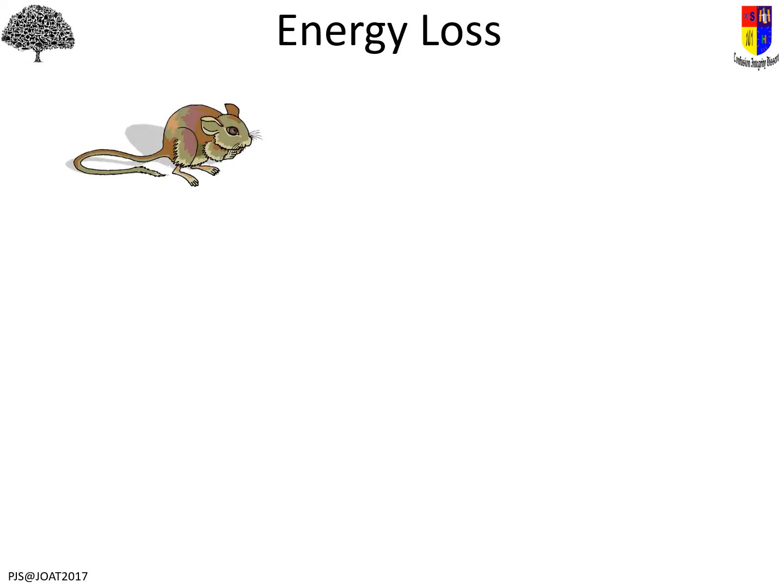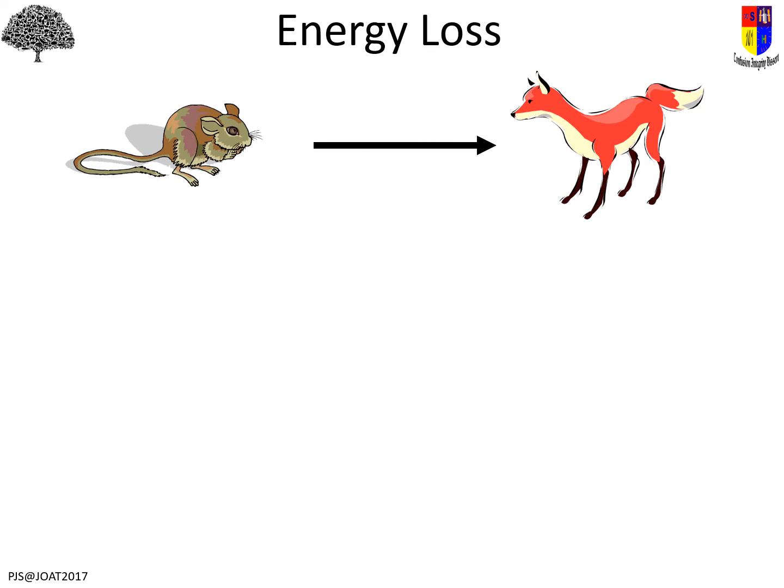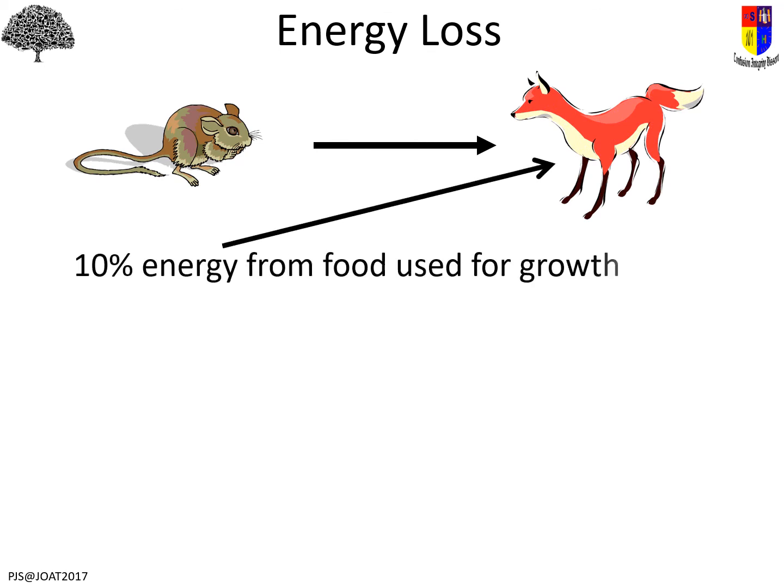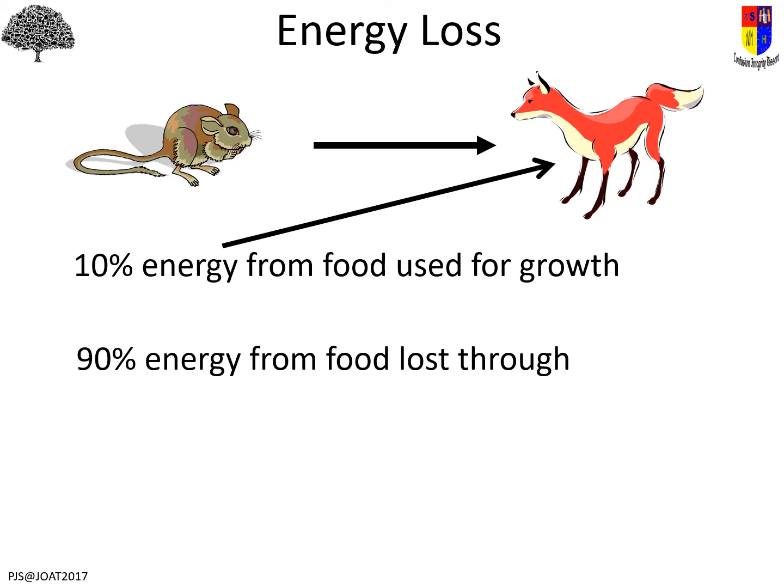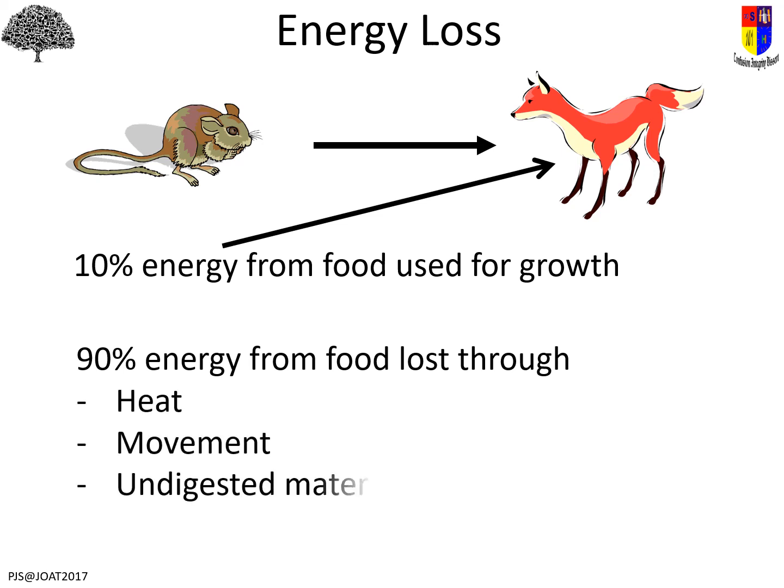Just to recap, here is our energy transfer. 10% gets from the first to the second one, and they'll be able to use that for growth. 90% of it you'll lose because there's heat, there's movement, and there's undigested materials. There's your best three examples, and that's us.